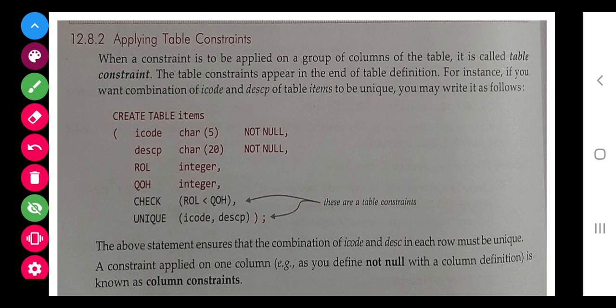Now, class, applying table constraints, again some more examples. Now check that whenever the ROL is entered, it should be smaller than another column. The value of ROL should be smaller than this. So this is to be checked. And another thing they have given is ICode and DSP as unique. So these are table constraints that we can apply.